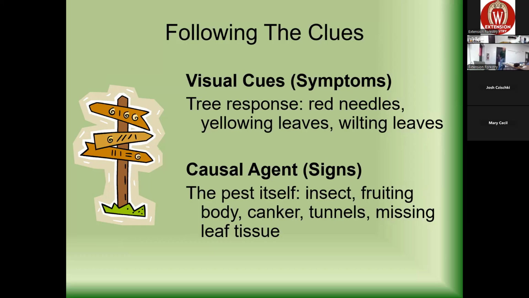Causal agents. What are the signs? Might see an insect crawling around in that tree. Now, maybe that insect has nothing to do with anything. Maybe it does. Fruiting body, if it's some sort of, I want to say mushroom, but not mushroom, but fungi. Thank you. Cankers, tunnels, missing leaf tissue. There's signs out there that we can see that'll tell us we've got problems.